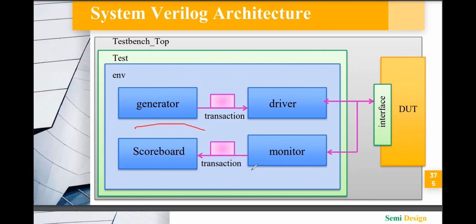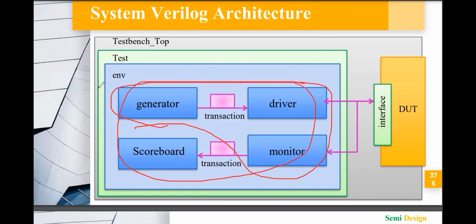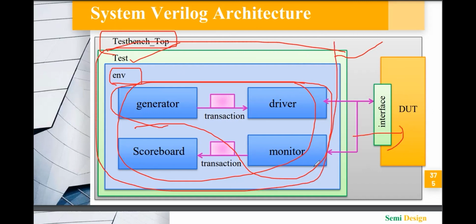So these three combined are called an agent, and these four combined are called an environment, just like one top module. The test is one of the top modules connected to this environment. This overall test we are connecting with our DUT interface, right? So that is the testbench top module.